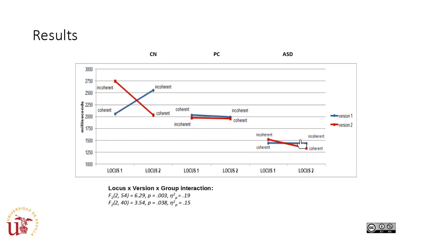But the ones with autism, there is now no longer a difference. It's almost as if they had produced the inference, but because there are other sentences in between, they have forgotten about the emotions.